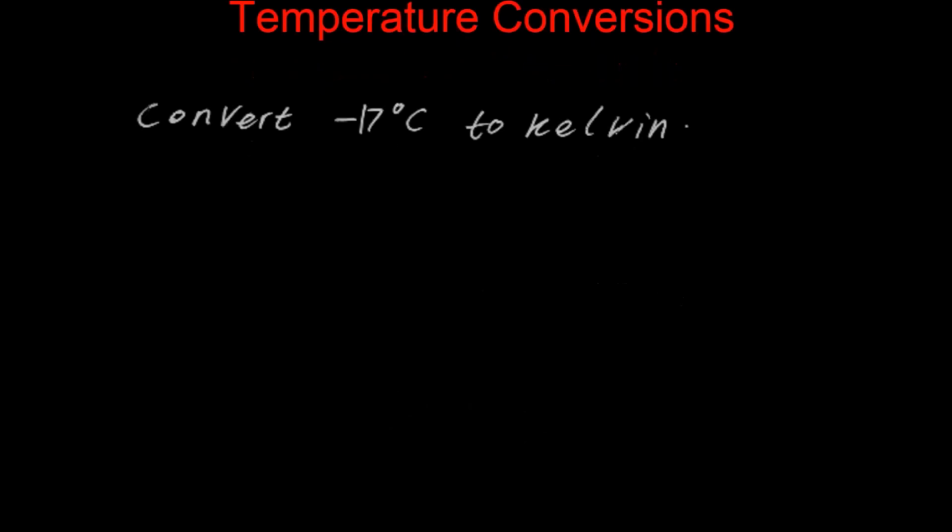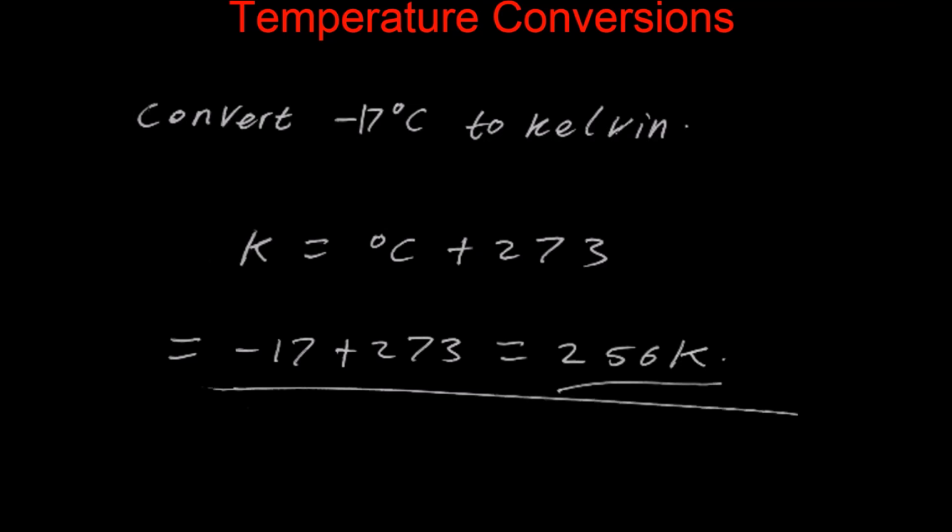Going the other way, we can take our negative 17 Celsius, and this is really a practice in converting these values. We saw in the previous slide what the answer really should be. Take negative 17 Celsius, add 273 now, you'll get your answer of 256 Kelvin that we had in the previous slide.